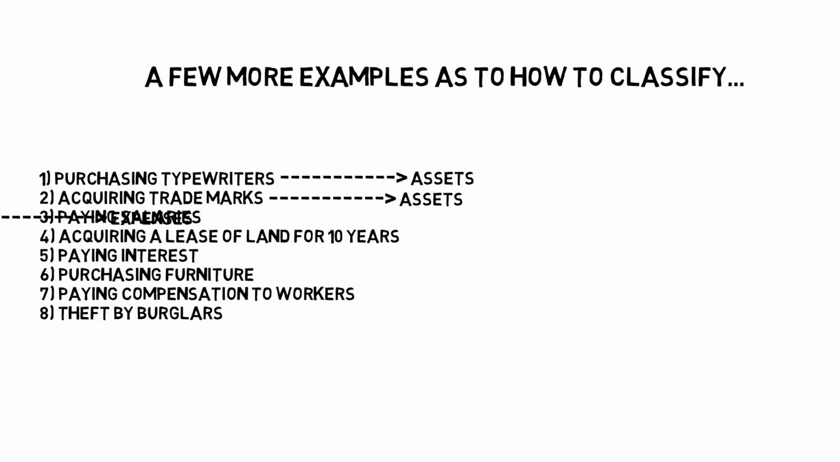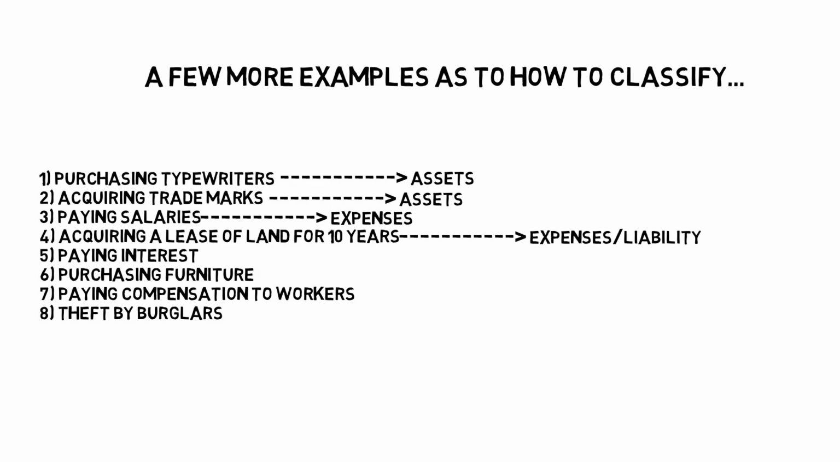And then you have paying salaries, which is nothing but paying compensation to your employees who have been working in your organization. So hence it is an expense. And then you have acquiring a lease of land for 10 years. If you're going to acquire a lease of land for 10 years, it is most probably going to be a liability. It could definitely be classified either as a liability or an expense depending on how you have been acquiring this particular piece of land.